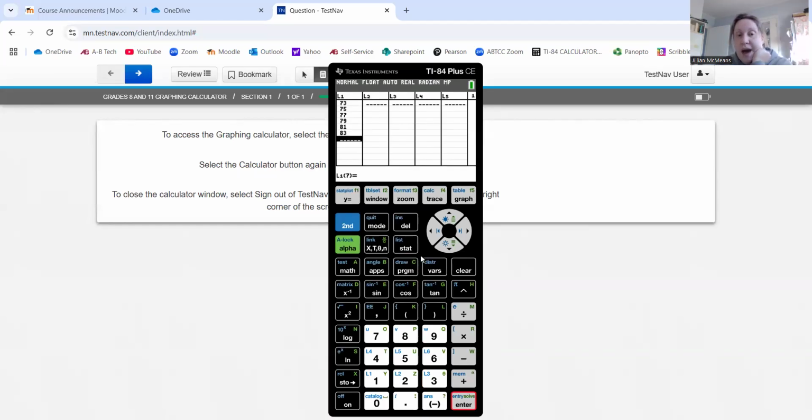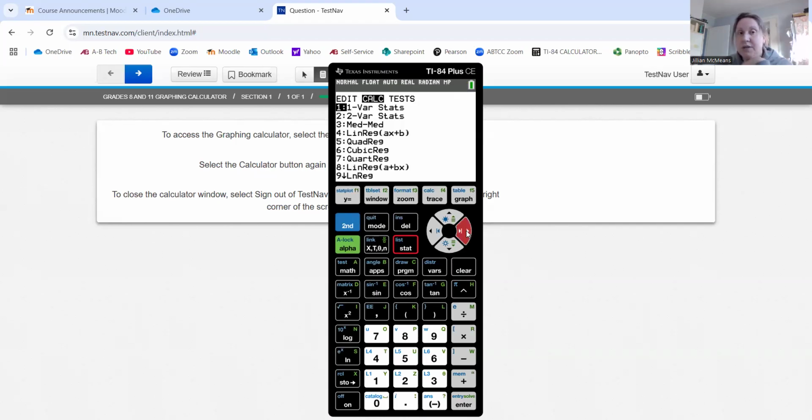And then you want to go back to the stat button. But this time we want to calculate something. So we're going to hit the right arrow in this little directional wheel of buttons until calc is highlighted. We want to go to 1-var stats. Hit enter. Again, depending on what list you put in, you need to make sure that list is listed here correctly. So L1 is where I put mine. And then I'm going to hit enter until it gets down here to calculate.